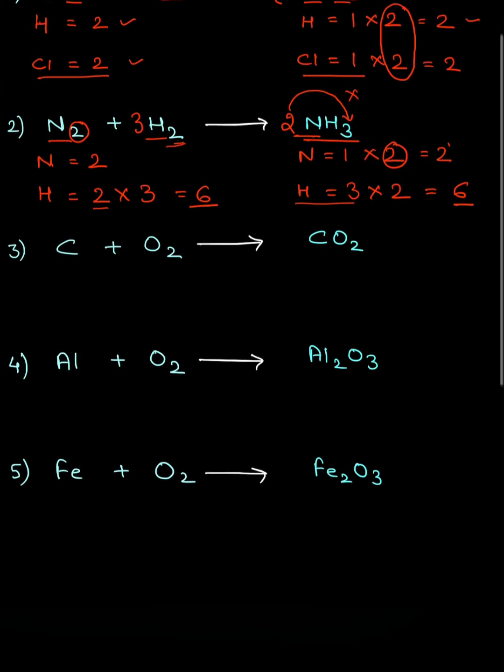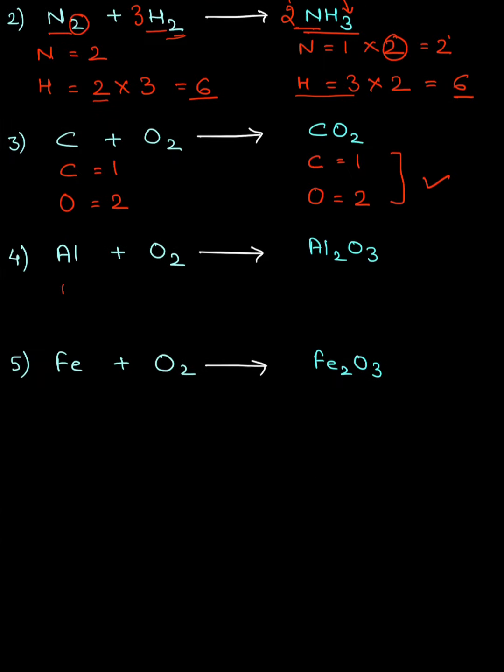Now let us take an example of carbon and oxygen also. First we have to write the atoms, then we have to write the number of atoms. Now on the left side 1 carbon and 2 oxygen atoms are present, whereas on the right side 1 carbon atom and 2 oxygen atoms are present. Now this is already balanced.